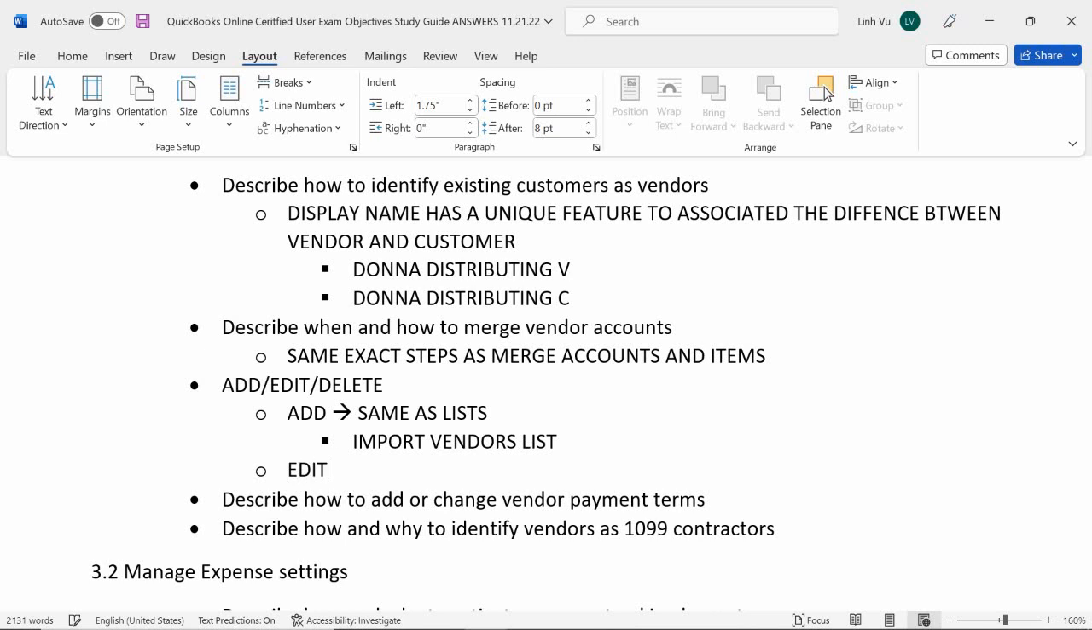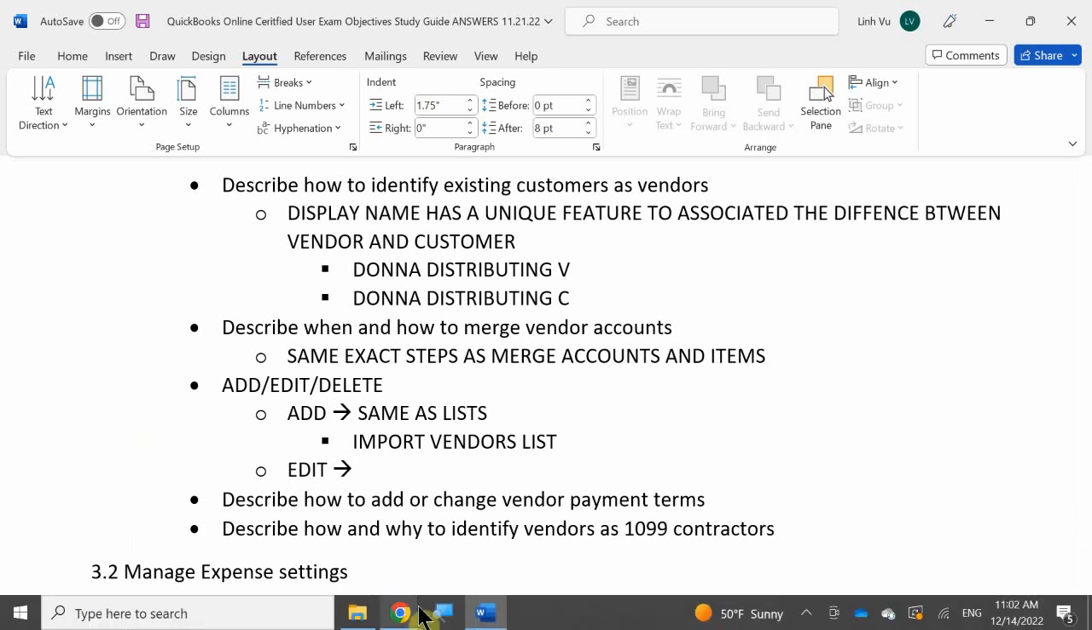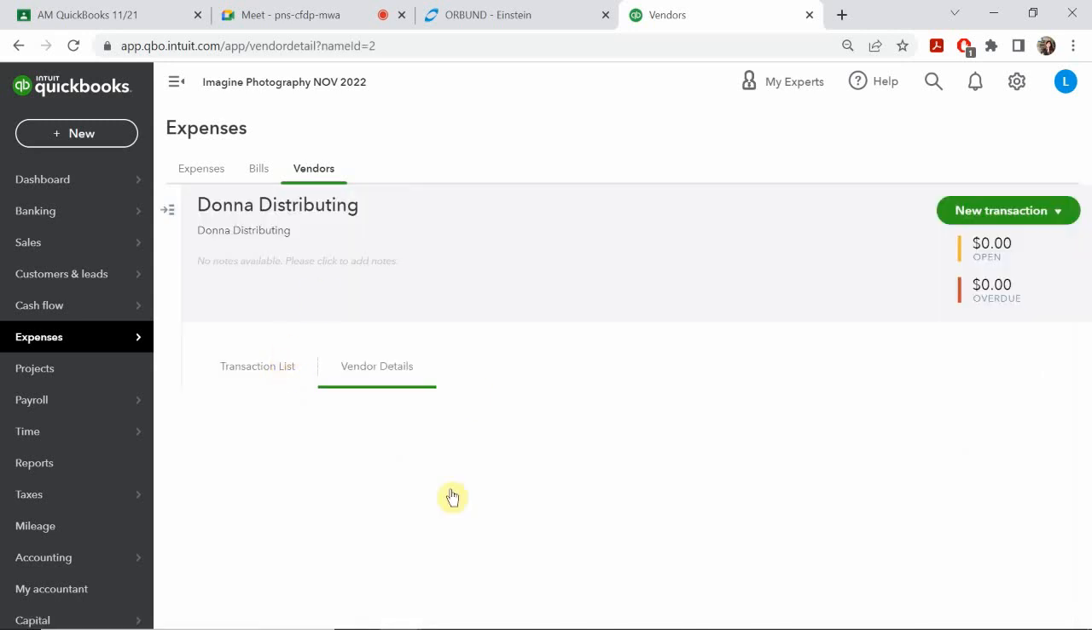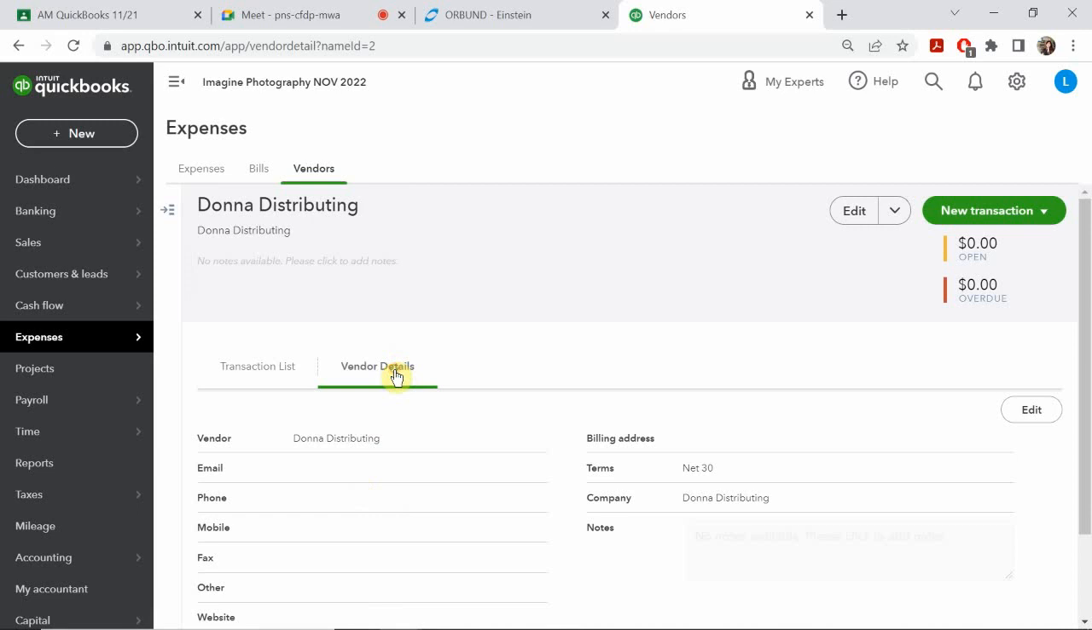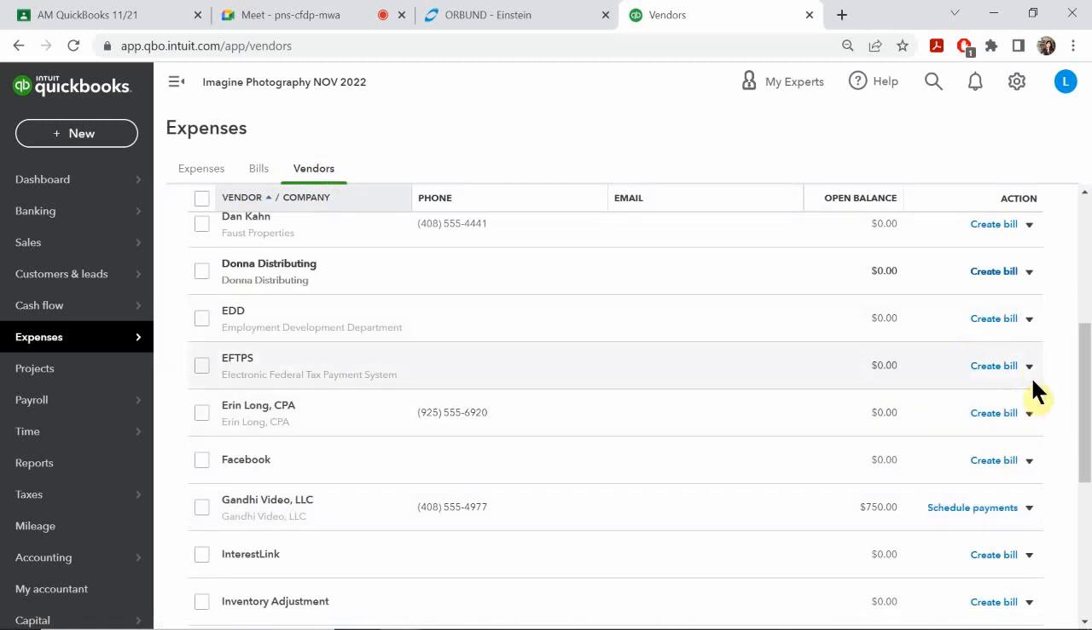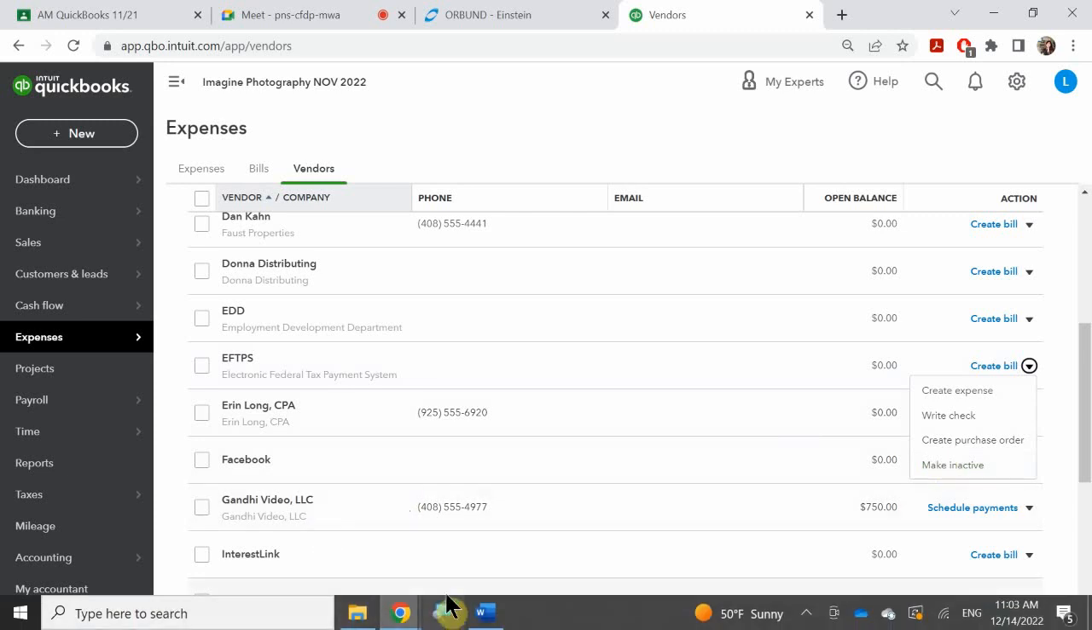Okay, edit. Edit is going to be different. It's not going to be the same as accounts. In this case, if you want to edit a vendor's information, you need to click on the vendor to see their profile, and then you're going to click vendor detail, and that's where you're able to edit the information. You cannot do it directly in the vendor center. Let me show you. If I were to edit my vendor, can I go to manage or more actions? No, you don't have that option. You can make them inactive, that one's for sure the same, but you cannot edit the information. You have to click on the vendor's profile to edit the information.